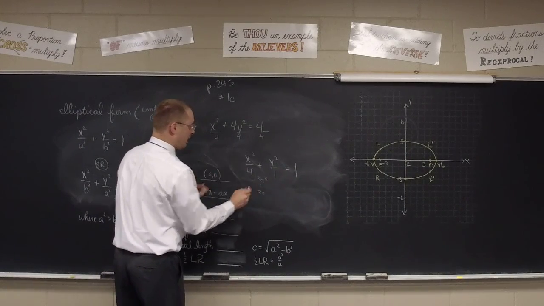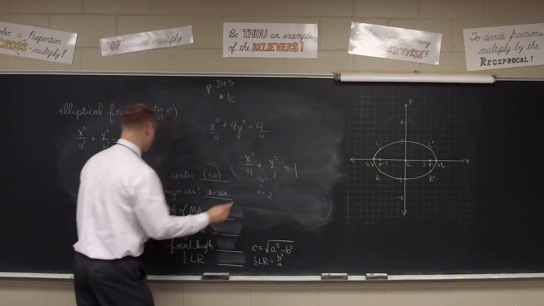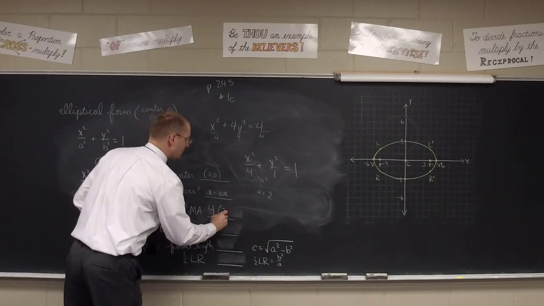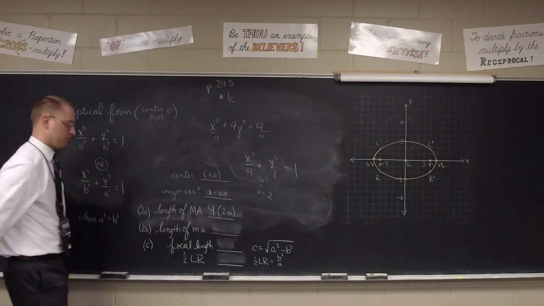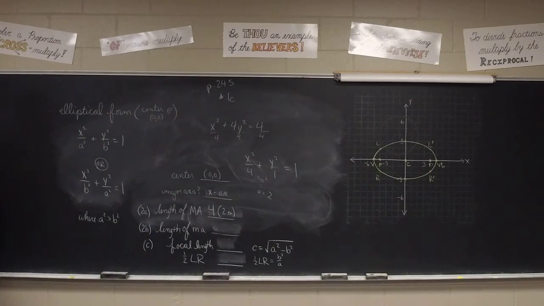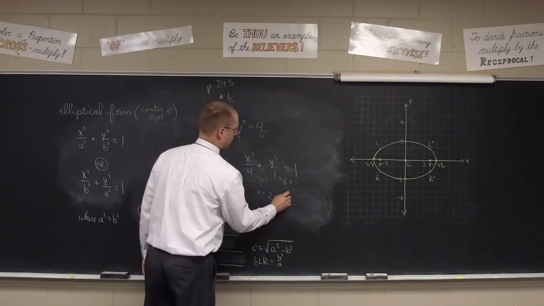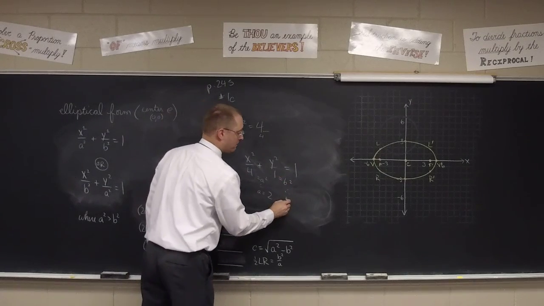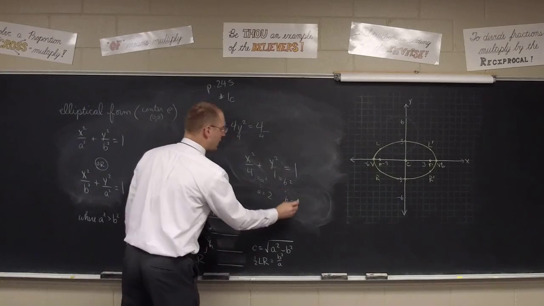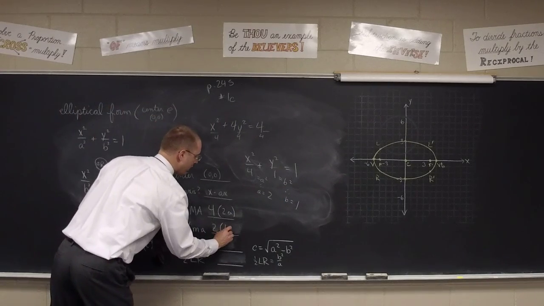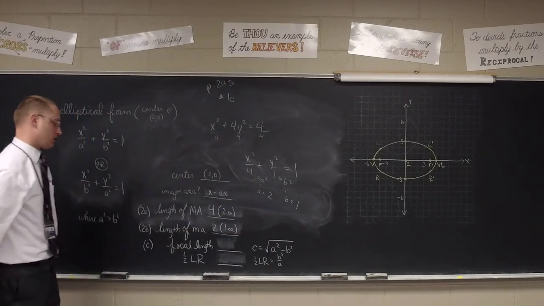So what is a, class? 2. So how long is the entire major axis? 4, or we could say 2 each side. The minor axis is here represented by the b squared. Well, if b squared is 1, then b is 1. So how long is the minor axis? 2. Or we could say 1 in each direction.